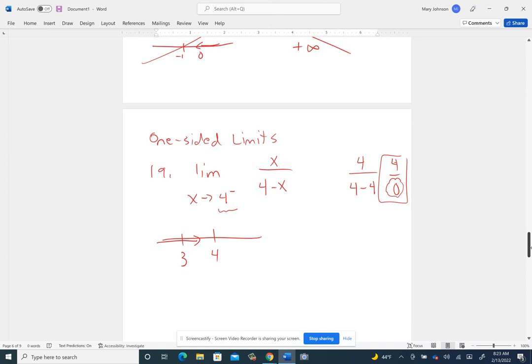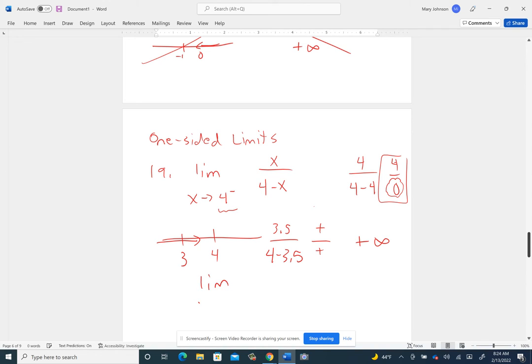So you can come in maybe and just try like 3.5 over 4 minus 3.5. If I put in a 3.5, I would have a positive on top and a positive on the bottom. Now you're going to be getting closer and closer to 4, so you're going to do 3.9, 3.99 and all, but every time you're going to be positive over positive. So this one would have been approaching a positive infinity.